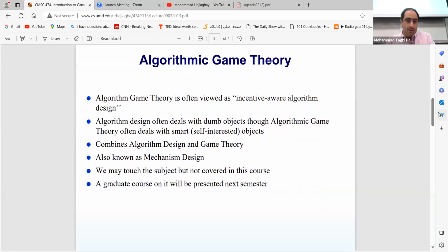Good. There is another concept that you will also hear. It is algorithmic game theory.